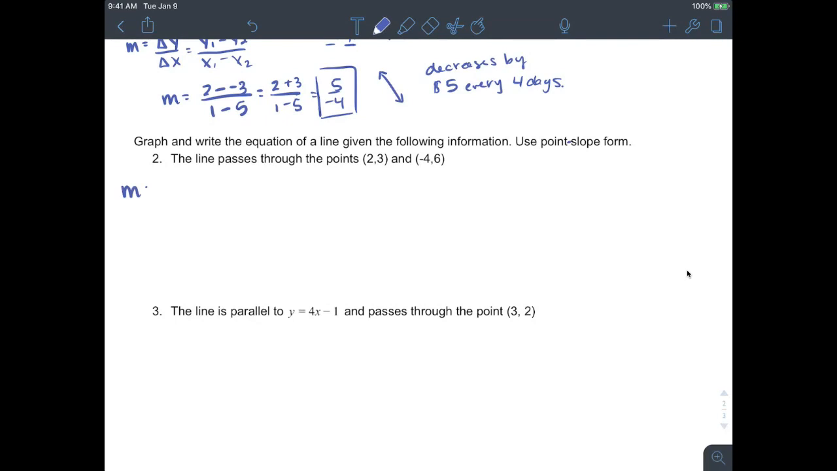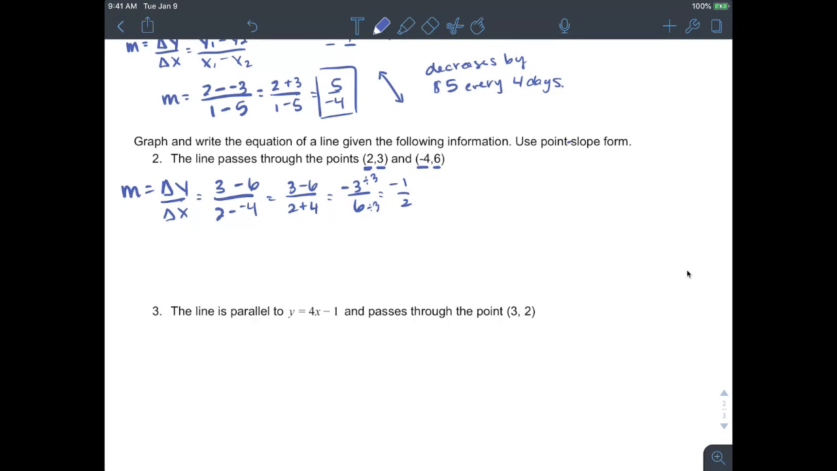So how do I find the slope? Well, let's use our slope formula: the change in y over the change in x. I'm going to take my first point, the 3 minus 6, over 2 minus minus 4. So 2 minus minus 4 is 2 plus 4, giving me 3 minus 6 over 2 plus 4, which is negative 3 over 6, which is negative 1/2 simplified, dividing out 3 from the top and the bottom. All right, looks like I have a slope.